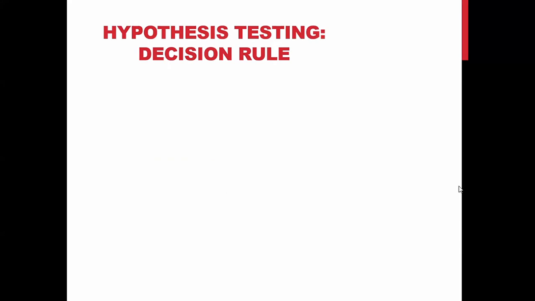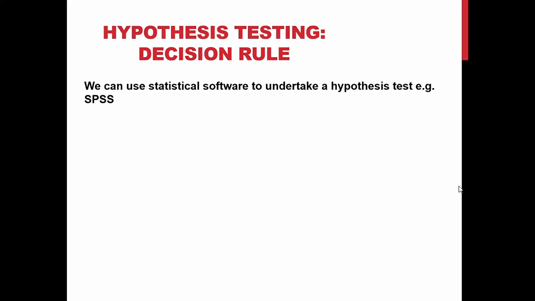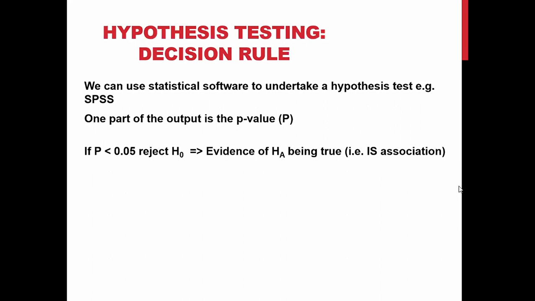So for the hypothesis testing decision rule, what would be this decision, knowing that you have that result from the SPSS? We can use statistical software again to undertake that. One part of the output is the p-value. If the p-value is less than 0.05, then we can reject the null hypothesis, because the evidence of the alternative hypothesis being true is that there is an association. Therefore, if we reject the null hypothesis, the alternative hypothesis is true. On the other hand, if the p-value is more than 0.05, we cannot reject the null hypothesis, which means there is no association.